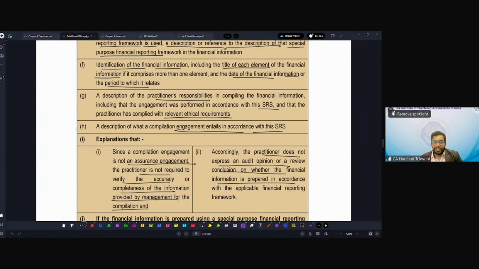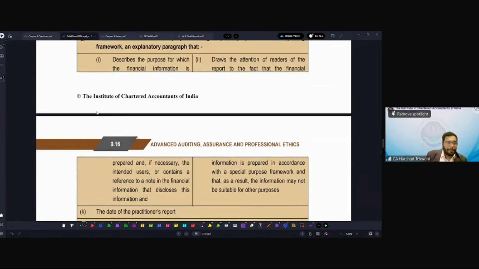If a special purpose financial framework is used for compilation of financial information, then you have to describe the purpose for which the financial information is prepared, for example, funding, bank, MIS, whatever it is. So you need to describe the purpose and you need to draw attention to that special purpose framework. I'll show you the examples which are there with the standard itself. So we'll go through those examples which are there in the standard for the report.